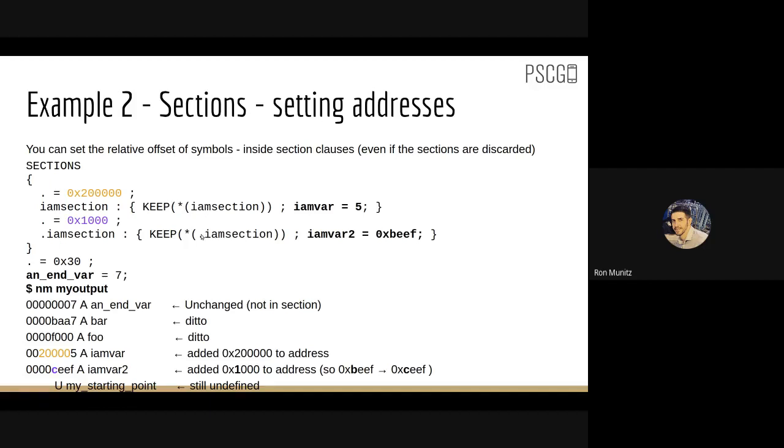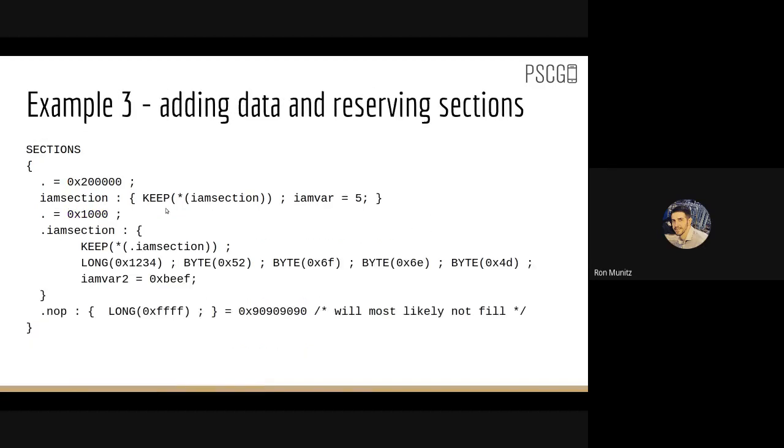And this is a section that is called .iamsections. They're not the same, okay? Deliberate. Now, here is the thing. Let's say I don't want to be dependent. I can define data here. So look what I do here. I defined LONG 1, 2, 3, 4. I defined a byte whose value is 52, and here a byte whose value is 6F, and here a byte whose value is 6C, and a byte whose value is 4D. Anybody want to guess what that is?